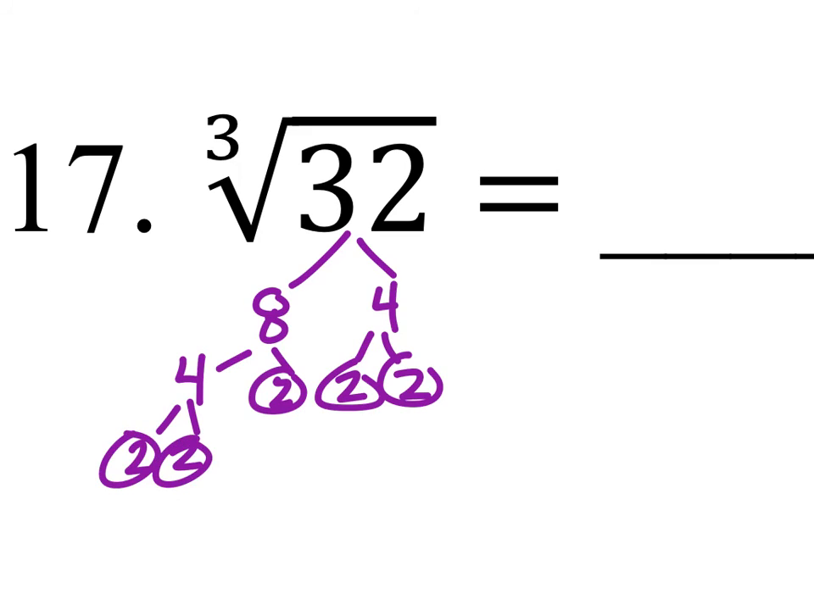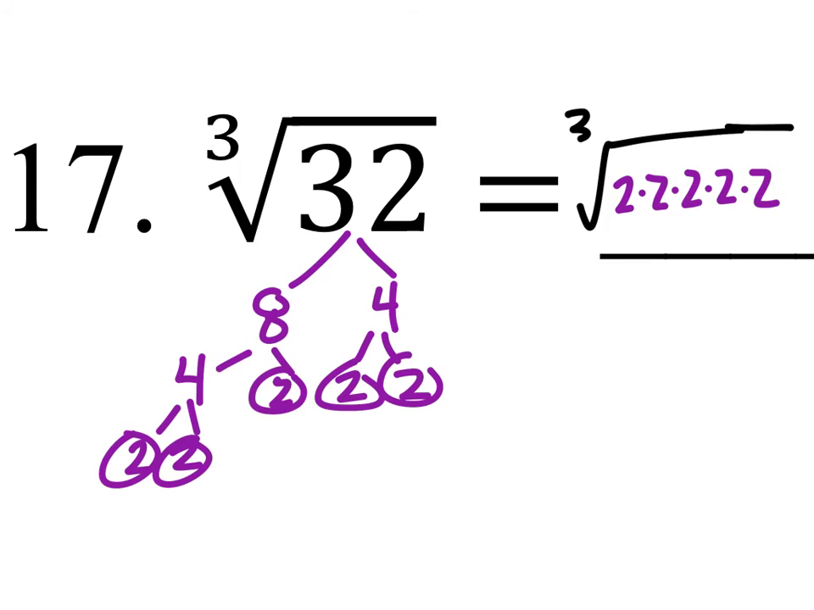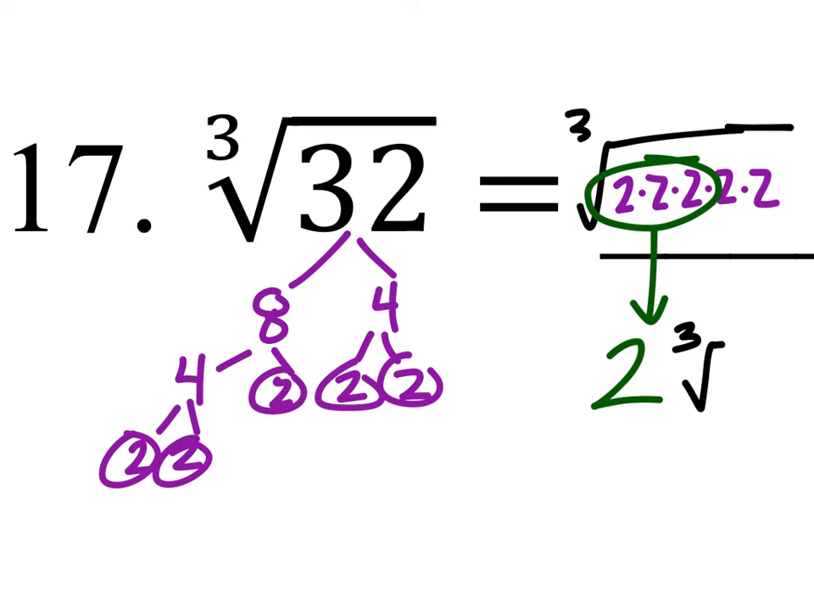So as it turns out, this is just the cube root of five 2s. 1, 2, 3, 4, 5. And again, we're looking for triples now instead of pairs. So I've got this triple of 2s, which means it's going to come outside of the cube root. Now I don't have any other triples, so I do 2 times 2, which is 4.